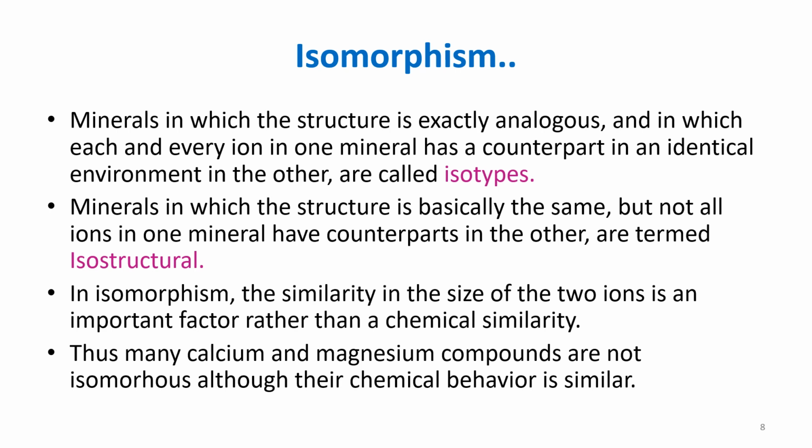Isotype means the structure is exactly similar and analogous, and each and every ion in one mineral has its counterpart in the other. So this is known as isotypes.